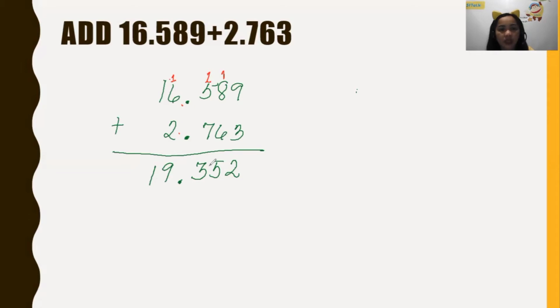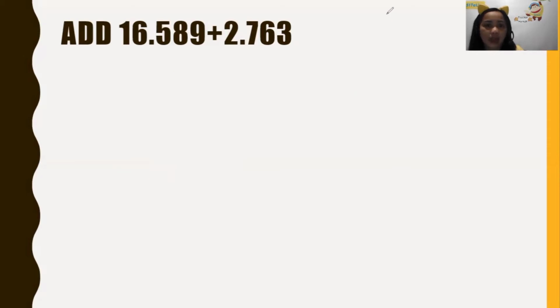So that is the answer. Again, first is to write the number in column and all place values must be aligned, the same with the decimal point. And then the last step is to add the decimal numbers as a whole number. And then do not forget to copy the decimal point to your answer. Now that is example number 1. Now let's have example number 2.